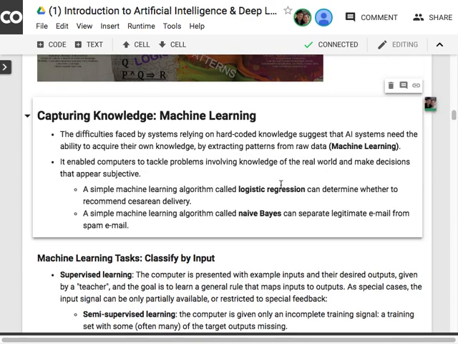So somebody said, okay, let the machine sense the nature by itself. Let them acquire their own knowledge by extracting the pattern by themselves. Okay, and this is the beginning of machine learning. Machine learning enables computers to retrieve knowledge from the real world and make decisions that appear subjective.